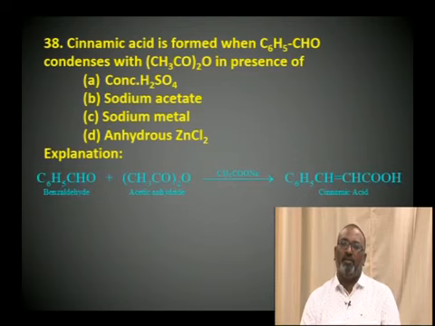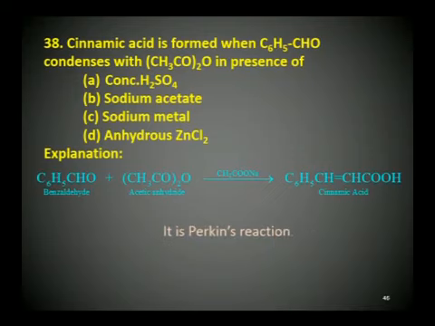You can see the reaction. When benzaldehyde is reacting with acetic anhydride, which is taking place in the presence of sodium acetate, we produce cinnamic acid. So, this reaction is called the Perkin reaction. Benzaldehyde, when it is reacting with acetic anhydride in the presence of sodium acetate, cinnamic acid is produced. This reaction is called the Perkin reaction. So, since sodium acetate is used as the catalyst here, the answer is B.